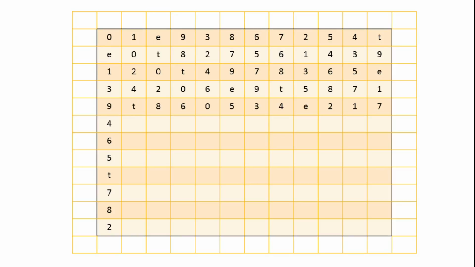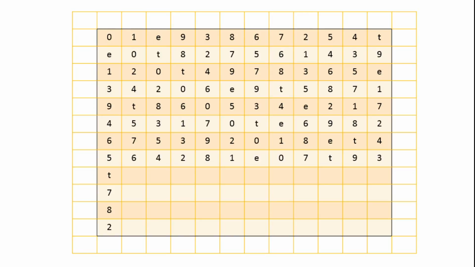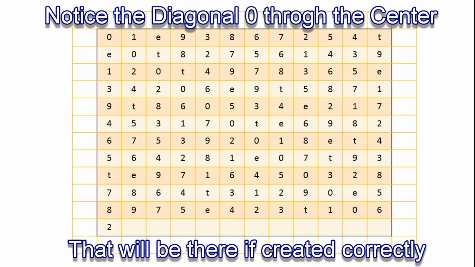Then a transposition of 4 with the top row, a transposition of 6 with the top row, a transposition of 5 with the top row, a transposition of T (10) with the top row, a transposition of 7 with the top row, a transposition of 8 with the top row, and finally a transposition of 2 with the top row. We now have a complete row matrix.